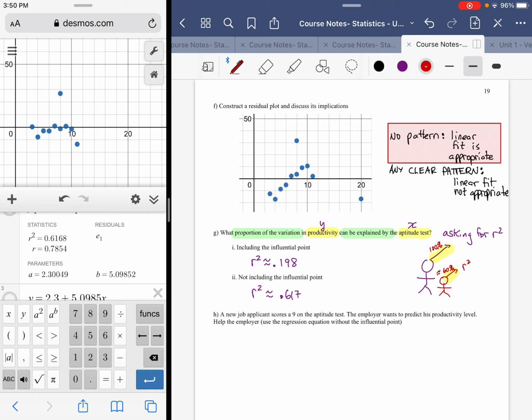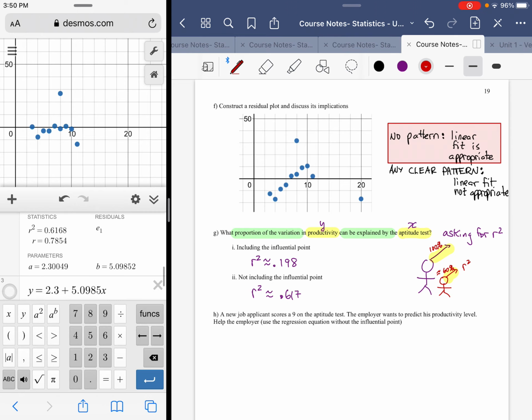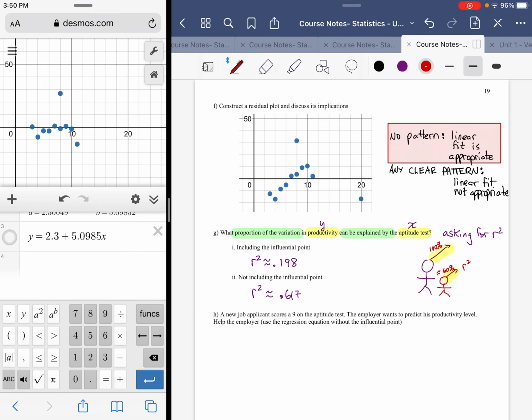A new job applicant scores a 9 on the aptitude test. The employer wants to predict, because he hasn't hired him yet, or her, his productivity level. Help the employer use a regression equation without the influential point. So here's my regression equation without the influential point. I rewrote it in. We know that the x value is 9. We want to know what the y value would be that corresponds with that. What is the level of productivity that we can expect from this potential employee, based off of this number?